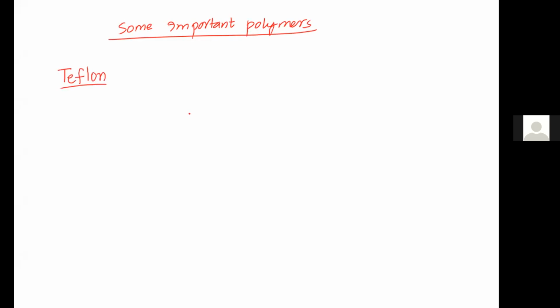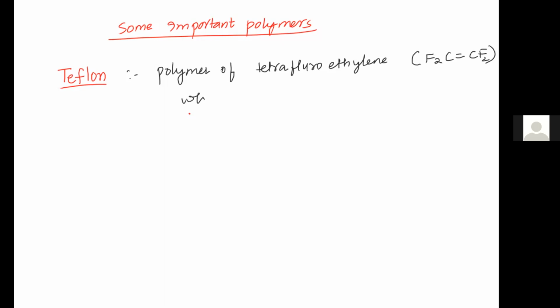So now we will continue with some important polymers. Under some important polymers, I'm going to continue with Teflon. Teflon is a polymer of the monomer tetrafluoroethylene, which is F2C double bond CF2, which on polymerization gives you Teflon.